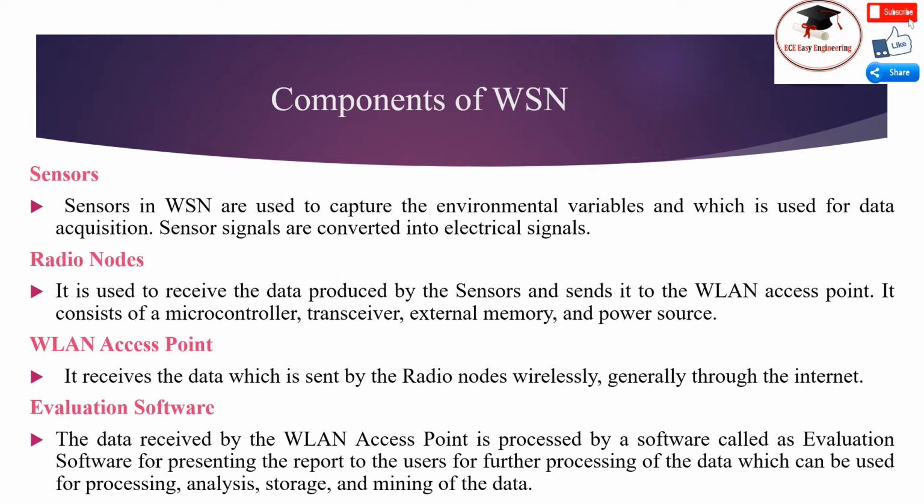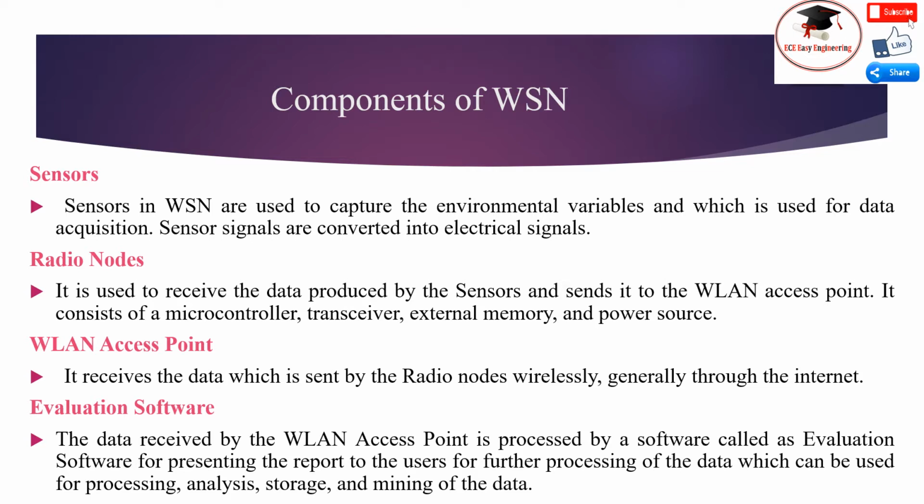Components of WSN. First is the sensors, then radio nodes, wireless LAN access point, evaluation software. Sensors in WSN are used to capture the environmental variables and which is used for data acquisition, that is acquiring of data. Sensor signals are converted into electrical signals.